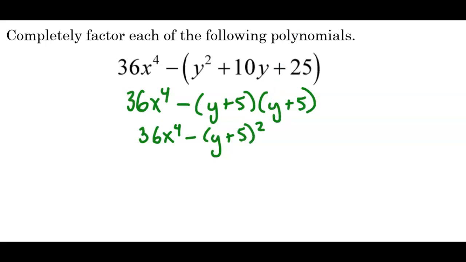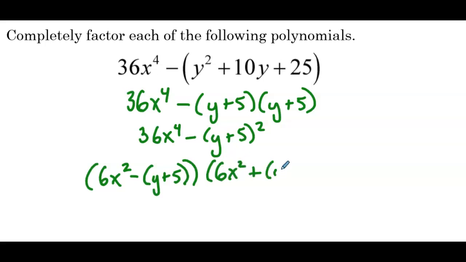Well, that's interesting because now I have the difference of two terms. 36x to the fourth is a perfect square, and (y + 5) squared is also a perfect square. So I can now factor this with the difference of two squares. So we'd have (6x squared minus (y + 5)) and then (6x squared plus (y + 5)).